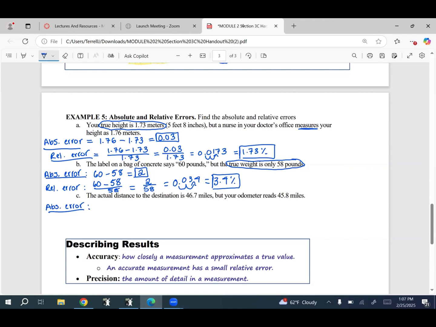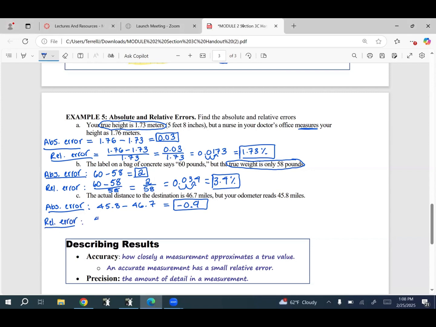Absolute error is measured minus true. Your odometer is what you're using to measure, right? So this would be considered measured. Good. Measured minus true. And if you subtract that, you should get negative 0.9. And it's okay if it's negative, right? That makes sense. You're doing a small minus bigger number, so you'll get a negative. That's okay.